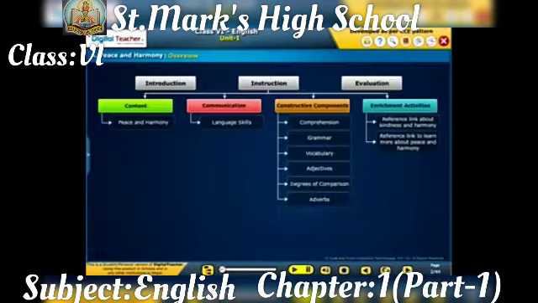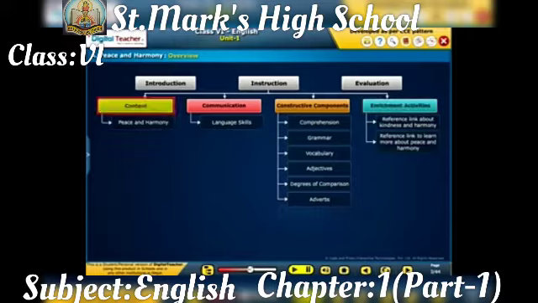Overview. Let us have a look at the overview. The overview slide consists of three sections, namely Introduction, Instruction, and Evaluation. The introduction section is meant to motivate the student to learn the lesson. The instruction section divides the contents of the lesson into four subsections. They are content, communication, constructive components, and enrichment activities.